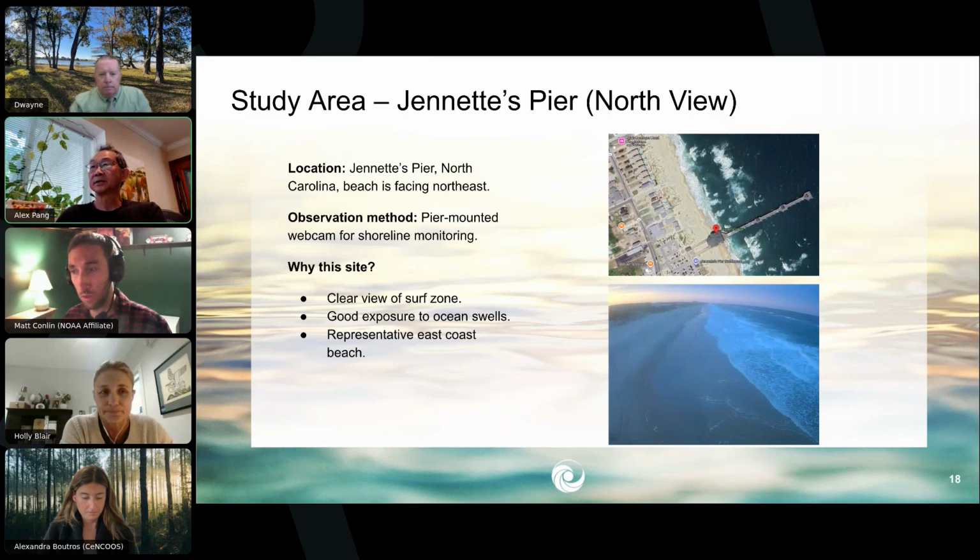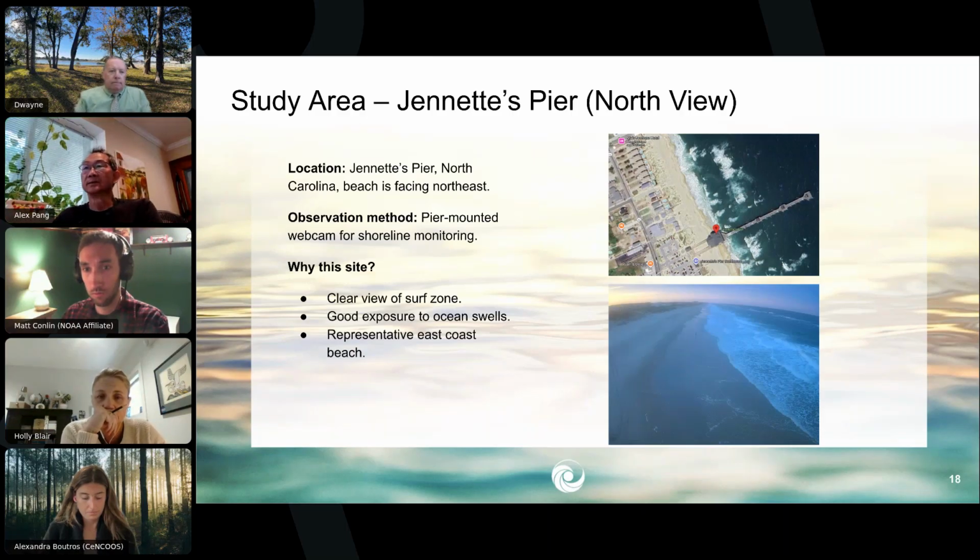So the study area that we chose was Jeanette's Pier. There are two cameras there. We chose the one that's facing north. The top right image shows you the location of the camera. The bottom right image shows you a view from that camera. This location was a good study area. The beach is primarily facing northeast. There's no obstruction offshore, so it's got good exposure to any ocean swell. And the beach is fairly representative of beaches that we see along the East Coast. Next slide, please.